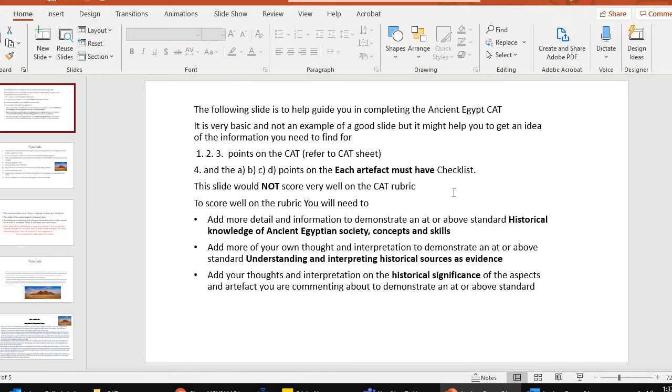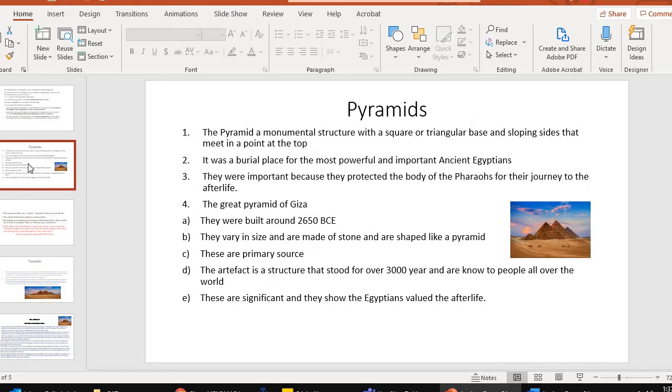Alright, so just as an example, this following PowerPoint is going to show you what to do and what not to do. So it's very basic and not a good example of a slide. So the next one is not very good. When you're looking at this particular slide, let's have a look at this one here. This just goes through all the information that you have about pyramids, for example. It's very basic. It doesn't flow. It doesn't actually answer the questions properly.